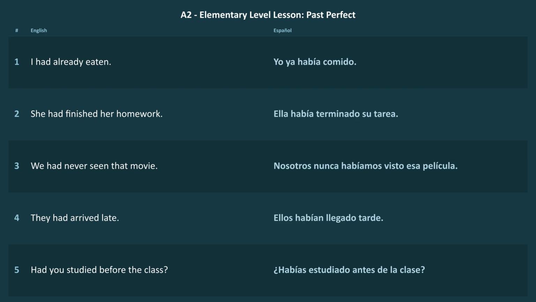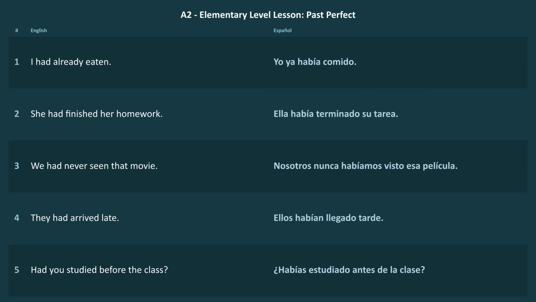Now let's talk about something learners often do wrong. A very common mistake is mixing up simple past and past perfect. If you say comí, that means I ate. If you say había comido, that means I had eaten. Those are not the same. One is just a past event. The other is an event before another past event. So if you're telling a story and want to create that earlier layer, reach for había plus participle.